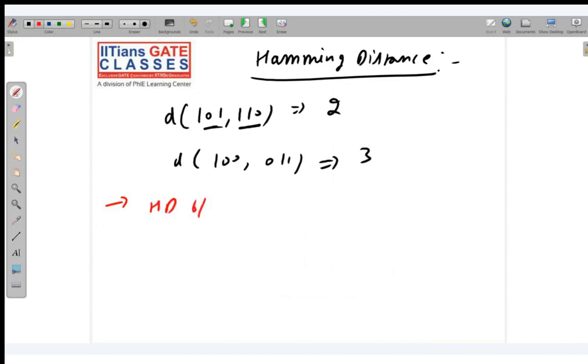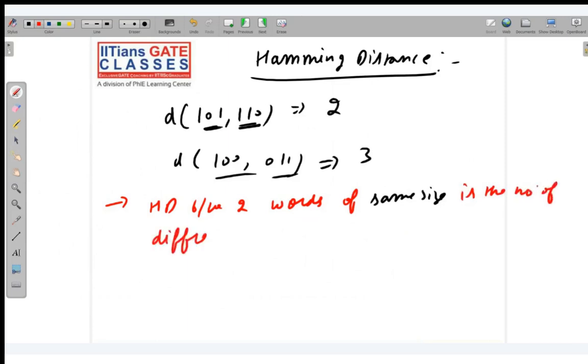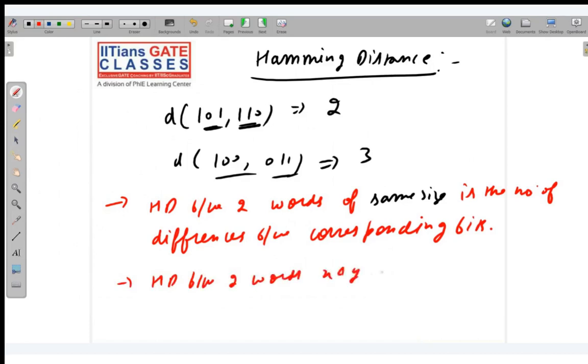What is Hamming distance? Hamming distance between two words of the same size. That is a very important line: the size should be the same, like here 3 and 3. Hamming distance between two words of the same size is the number of differences between corresponding bits. The Hamming distance between two words x and y is denoted by d of x,y, like this. I have written it here also.